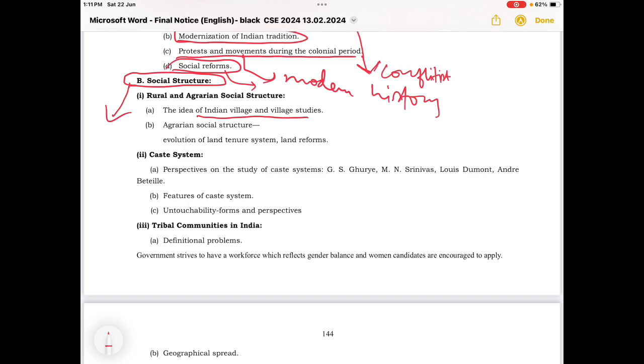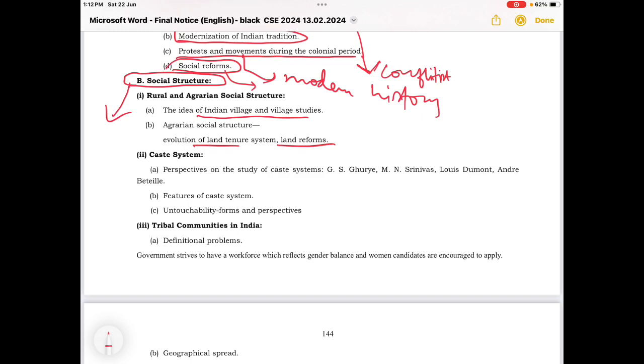So we will read about these things: evolution of the land tenure system, land reform. And land reforms is also a very important topic in modern history, also in the postmodern world. These are different terms we will see in sociology, what is the postmodern world which we are living in today.